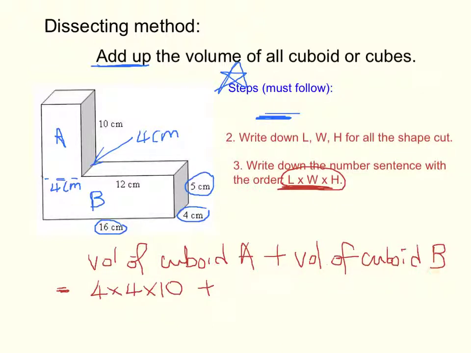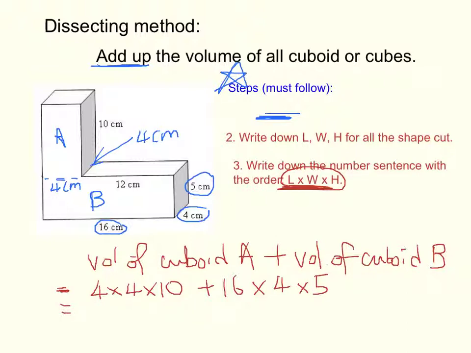So for the volume of cuboid B, again, you must follow the order: length times width times height. So the length of it is 16 cm times the width 4 cm, and then times the height 5 cm. Okay, so this one will be the number sentence for this question. And after you write the number sentence, you may calculate the answer.